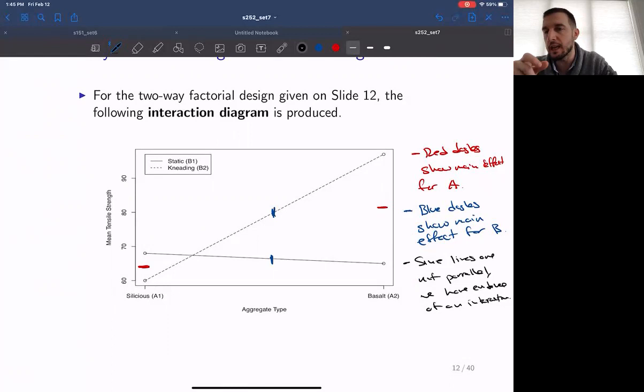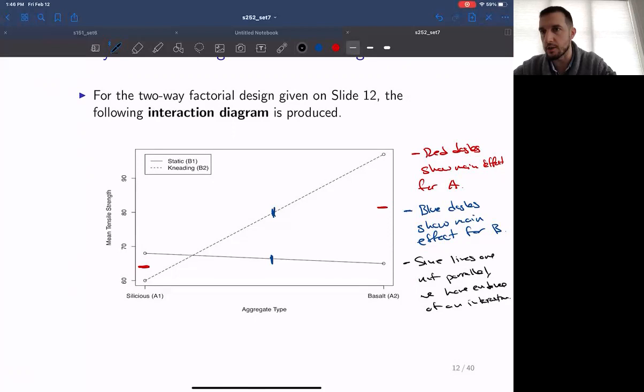So this particular combination of levels creates a specimen whose response variable is higher than it is if you consider the static approach and that basalt combination together. And that disagrees with the trend that's observed when you move from siliceous to basalt for the static approach. Okay, so the idea of interaction is referring to a treatment combination that creates a response that differs drastically from what we saw when we considered only the other treatment combination.